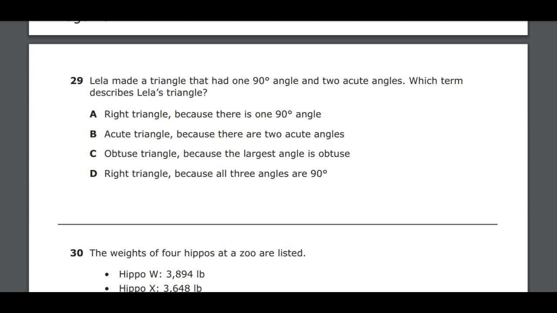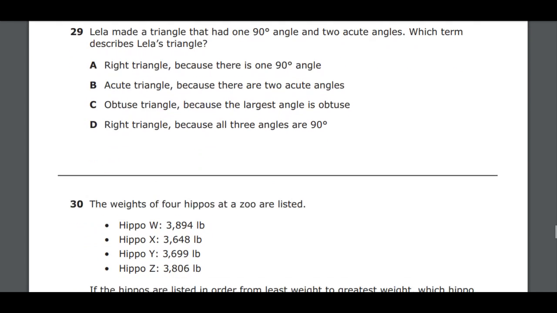A, right triangle, because there is one 90-degree angle. B, acute triangle, because there are 2 acute angles. C, obtuse triangle, because the largest angle is obtuse. D, right triangle, because all 3 angles are 90 degrees.